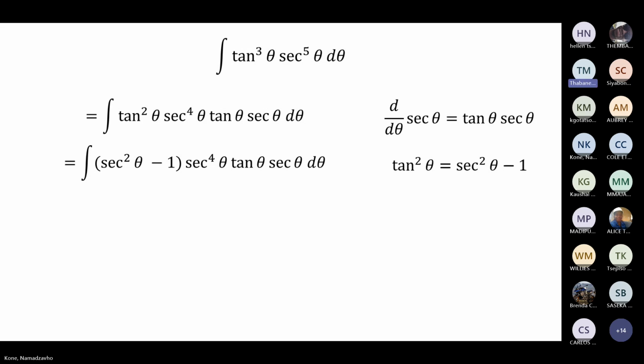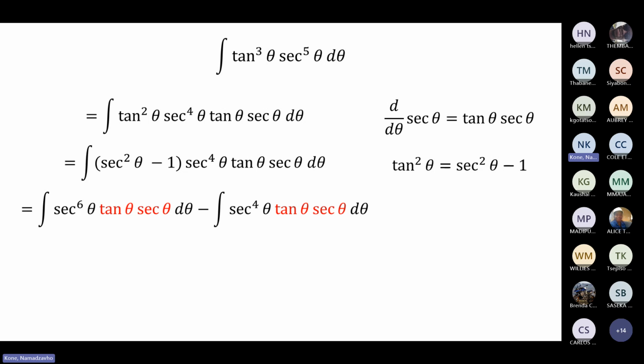I believe, sir, it's going to be the integral of sec to the power 6 theta times tan theta sec theta minus the integral of sec to the power 4 theta times tan theta times sec theta. Yes, I think you are talking about this step now. Go on and get to the final one. The final answer is sec to the power 7 theta over 7 minus sec to the power 5 theta over 5 plus c.